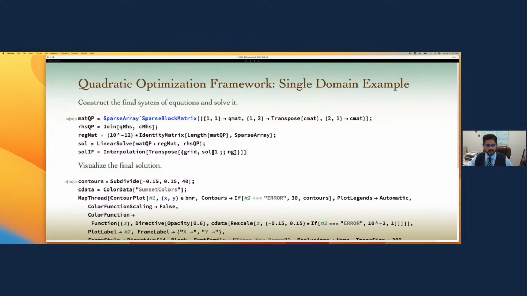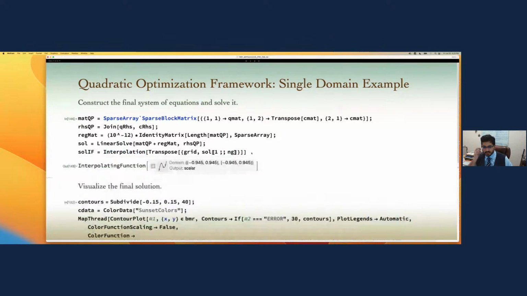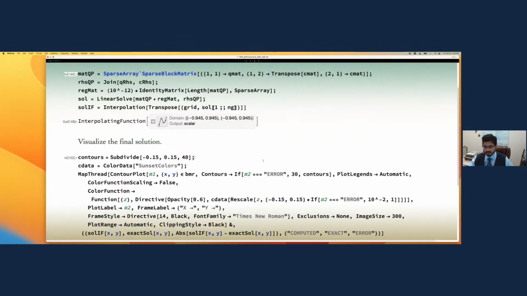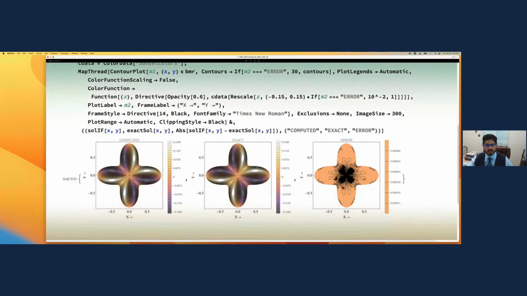And once you solve that, you get your discrete solution. You pull that out. You have your background grid. Send it off to the interpolating function, let it do its thing, and you get back a result. That's pretty much it. And then you can visualize the result. It'll take just a few seconds because I'm generating a high resolution solution. The first plot you see is the computed, the second plot you see is the exact, and the error you see is the third plot.